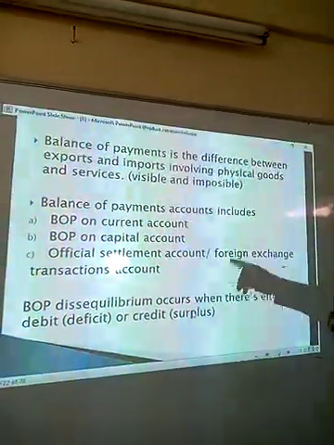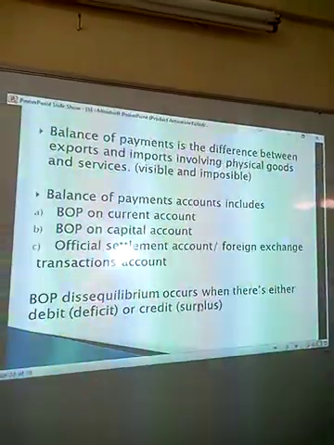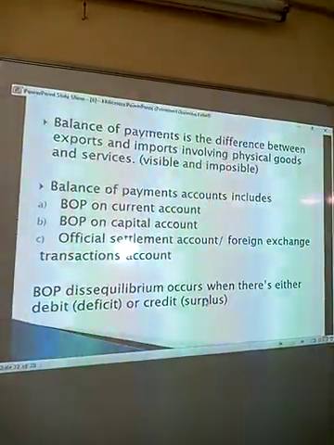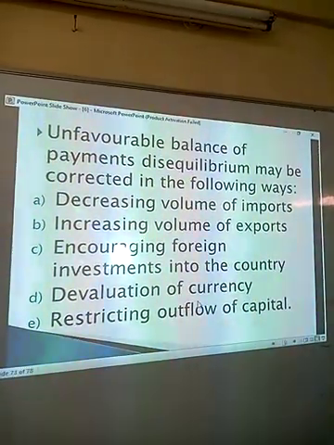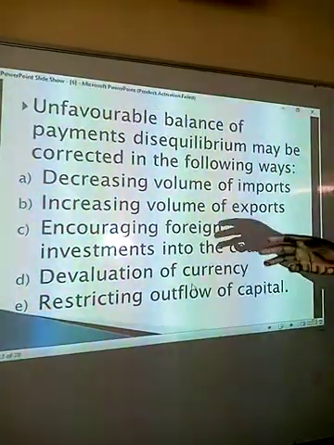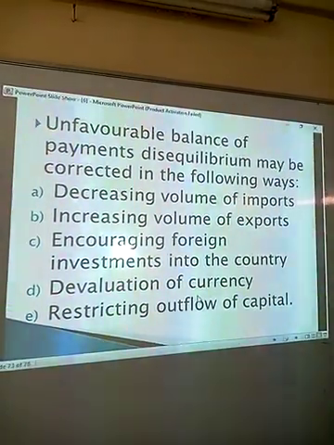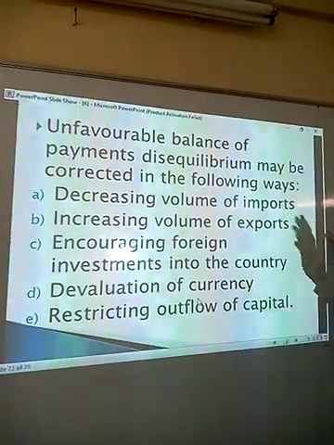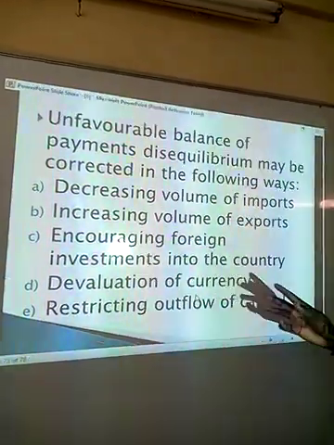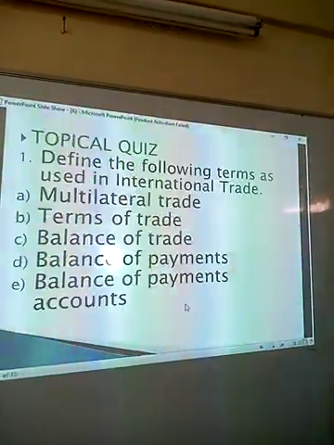Then we also have the balance of payments accounts, which include the BOP on current account, the BOP on capital account, and then the official settlement account. Those are some of the things you need to understand, and ways of correcting an unfavorable balance of payments, like decreasing volume of imports, increasing volume of exports, encouraging foreign investment in the country, devaluation of the currency, and restricting outflow of capital.